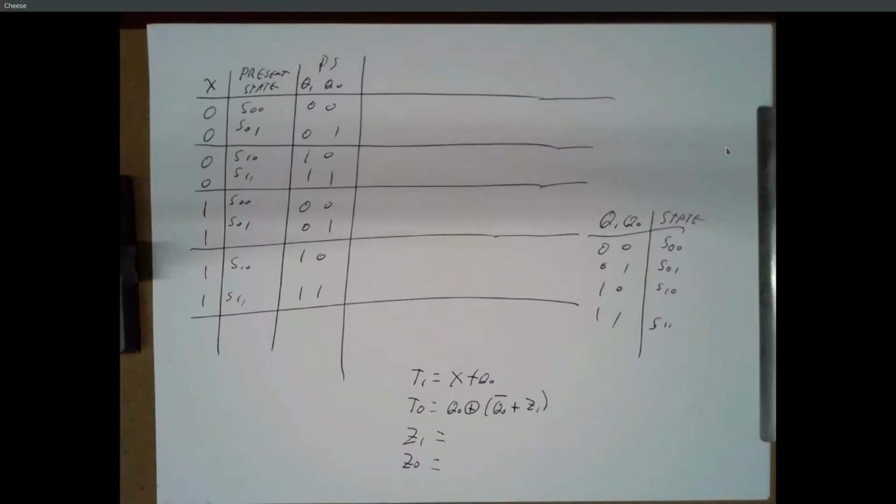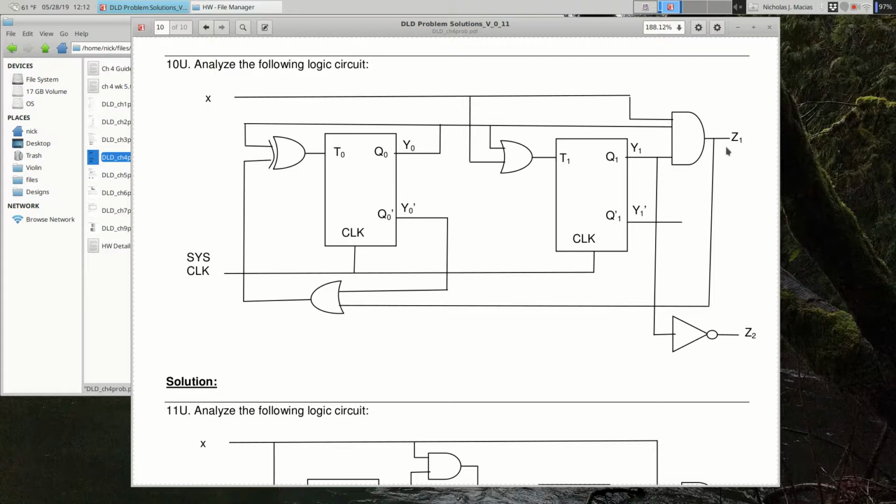The outputs usually just kind of hang around on the side. They don't usually come into play in a whole lot. So Z1 is an AND of X, Q0, and Q1. And Z2 is the inverse of Q1. So it's just Q1 bar.